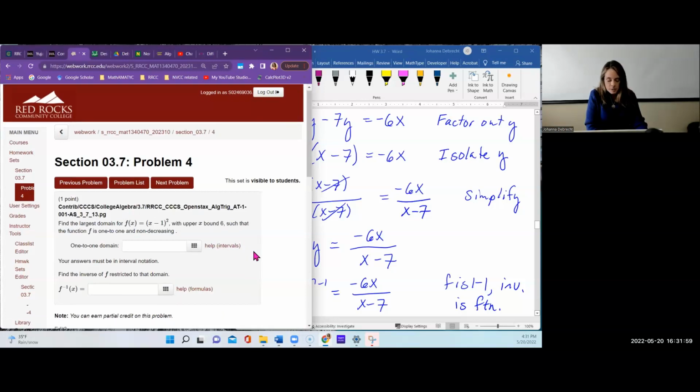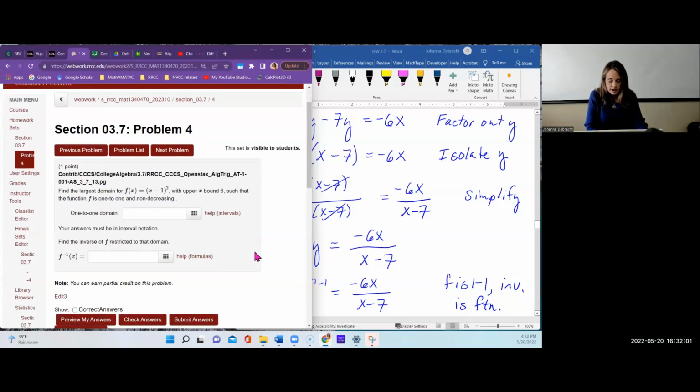On the next problem, we have a slightly different thing that we're supposed to do. It wants us to find the largest domain for the function f of x equal x minus 1 quantity squared with upper x bound of 6, such that the function is 1-to-1 and non-decreasing. Well, first off, I read it, but there were so many words, I kind of got lost in the whole thing. So let's go back to the beginning. Find the largest domain.